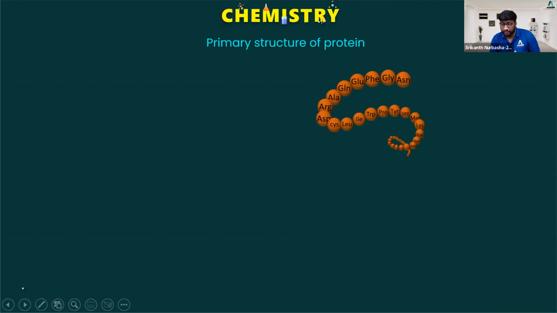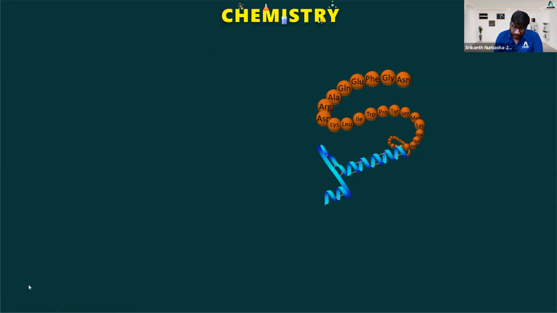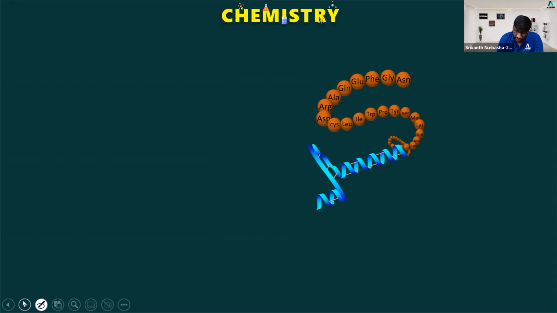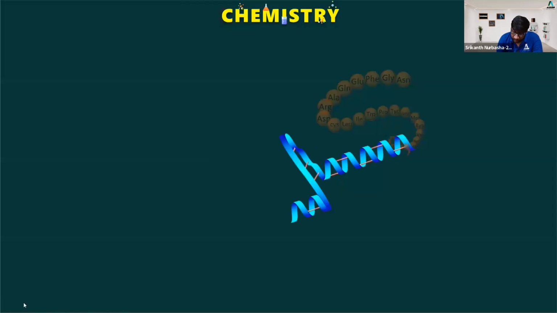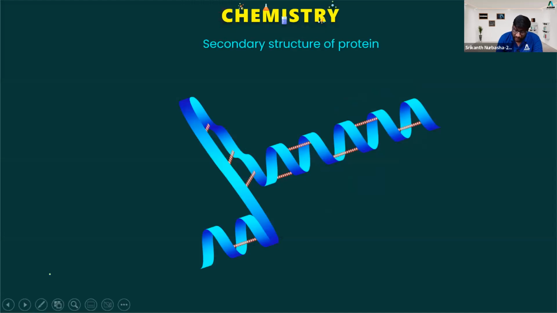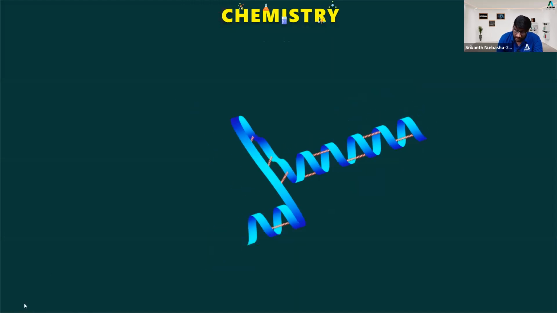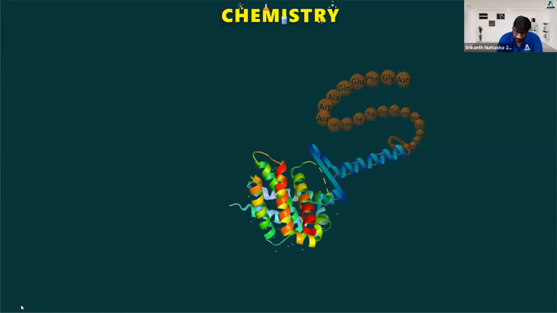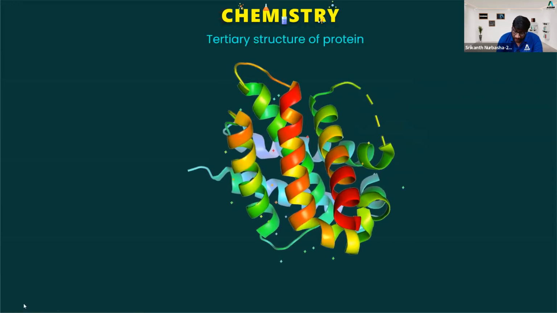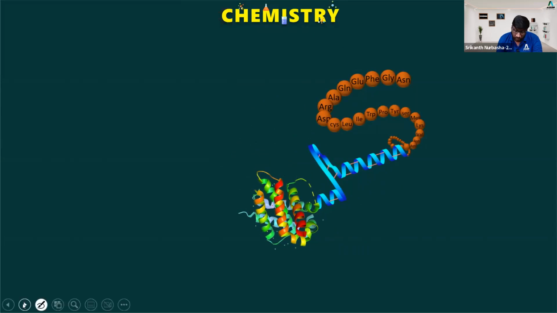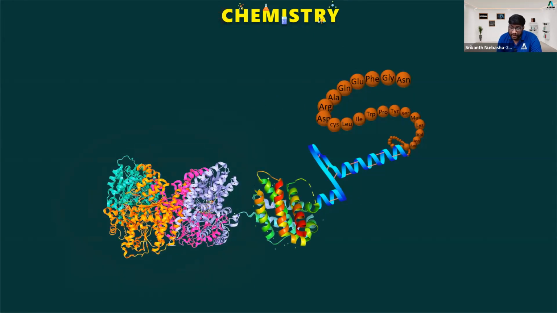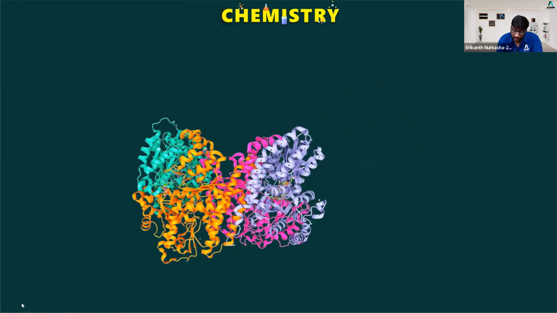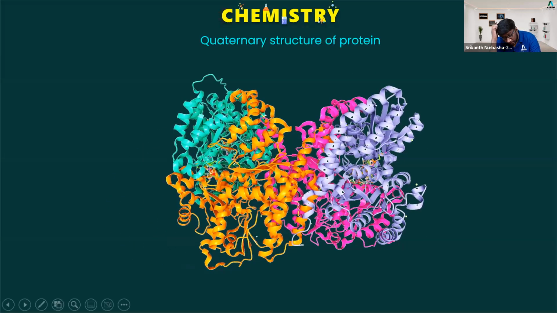So primary structure of protein: you have the sequence in which the amino acids have been linked. If you fold the primary structure, you get the secondary structure. You can have alpha helix as well as beta pleated. This is your secondary structure of protein. If you fold the secondary structure further, you generate the tertiary structure. And the quaternary structure is obtained by the arrangement of subunits where we have more than two polypeptide chains. This was the quaternary structure of protein.